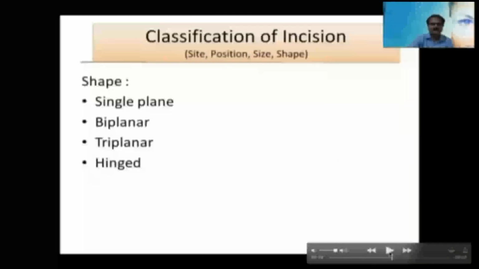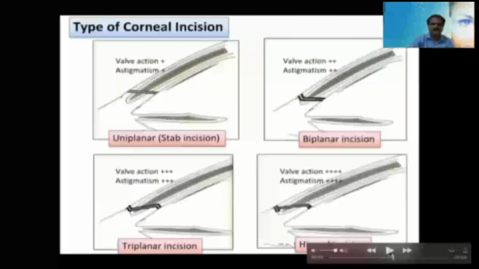Now coming to the classification of incision, depending upon the shape, it can be a single plane, biplanar, triplanar, or hinged incision. These are the results of the type of corneal incision where the valvular action and the astigmatism go together, where the hinged incision is supposed to have the best valve action, but we can also plan a triplanar or a biplanar incision rather than a uniplanar incision.